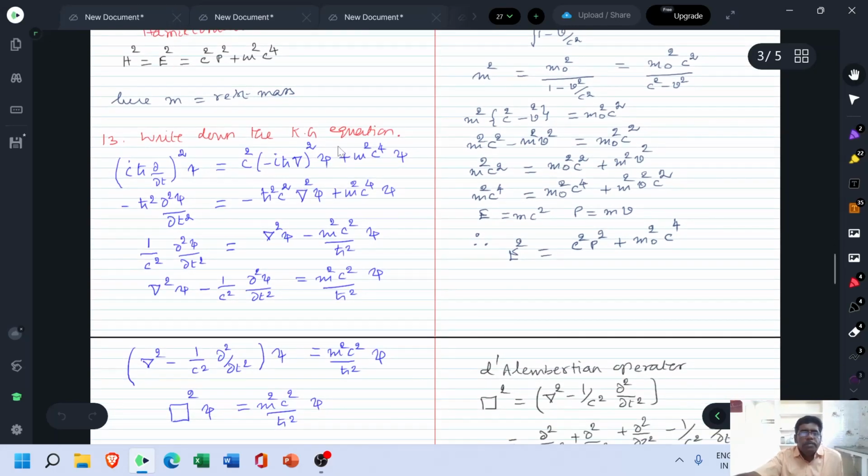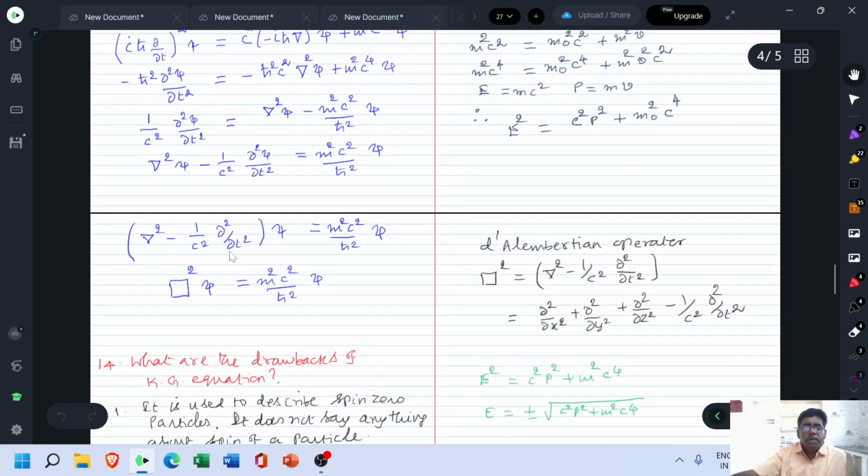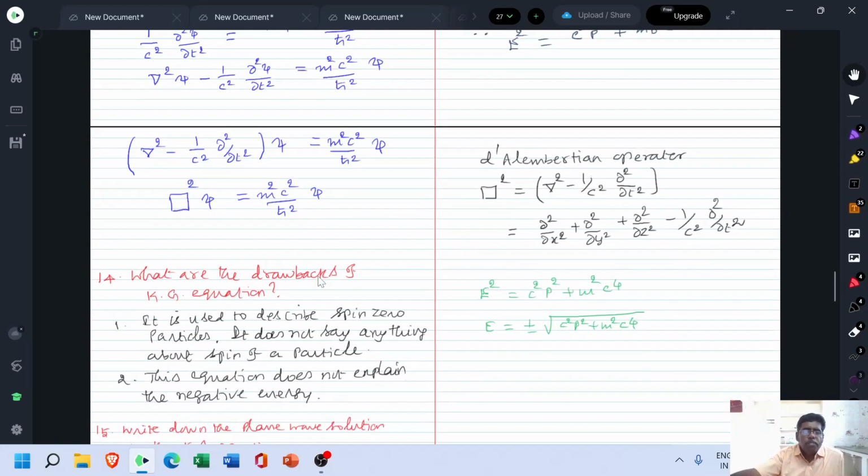Write down the KG equation. Just replace H with the help of E. Hψ equal to Eψ. So H is replaced by the operator iħ ∂/∂t whole squared, then that is multiplied by psi. C² into, instead of p we have to put minus iħ ∇² psi, plus m²c⁴. If we make the simplification, we can get this equation. This is our D'Alembert operator. So the D'Alembert operator operating on the function psi is equal to m²c²/ħ² into psi. This is our KG equation in one form.